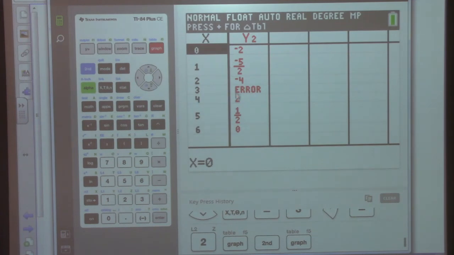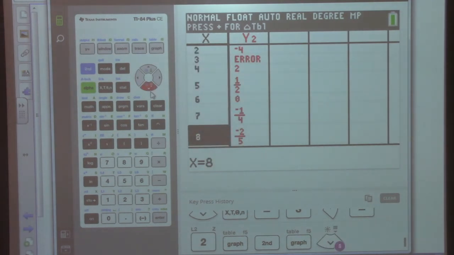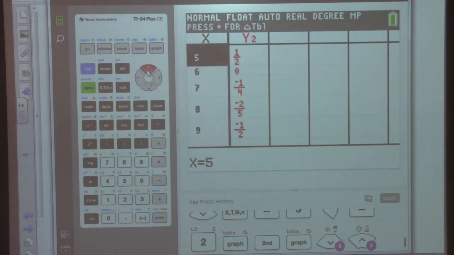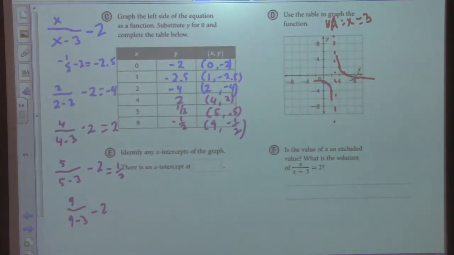But you can see all the other values. See, all these other values were the ones that we entered, right? Is that an error on 3 because that's the excluded value? That is, yeah. Because what can you not do in math or in algebra? You cannot divide by 0. So that's why we have an error message there. So basically the calculator just says, oops, does not compute, undefined.